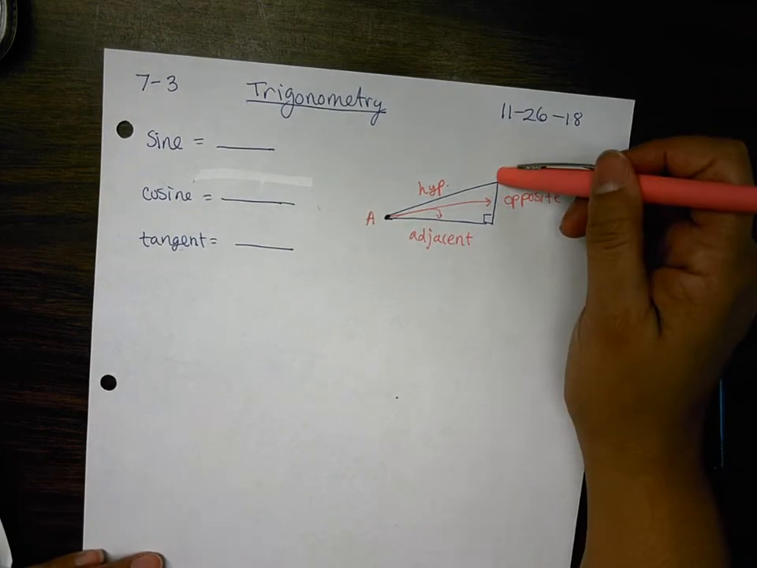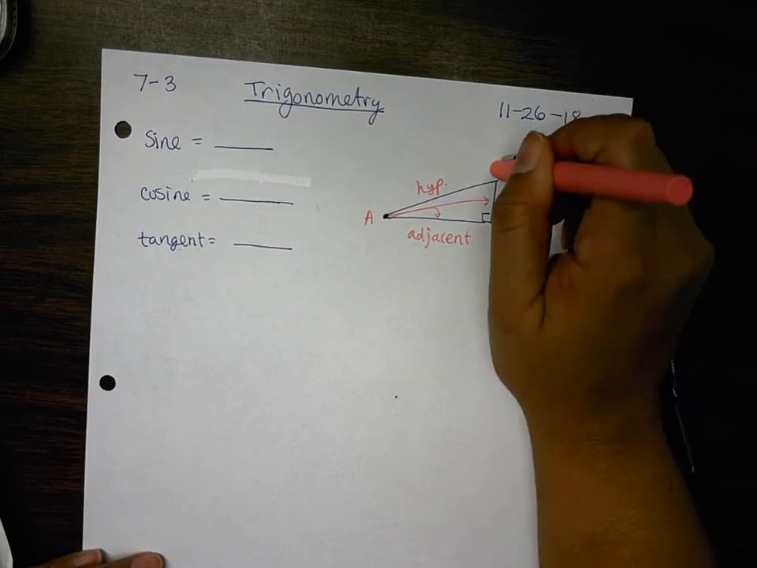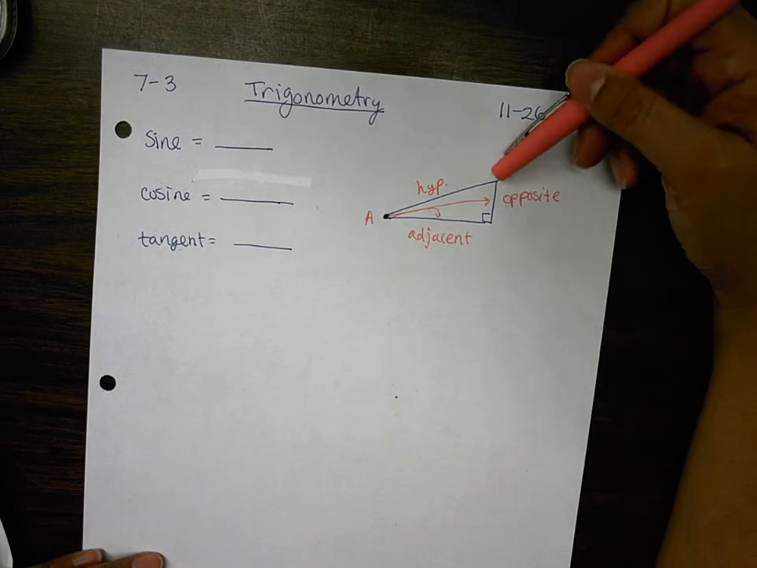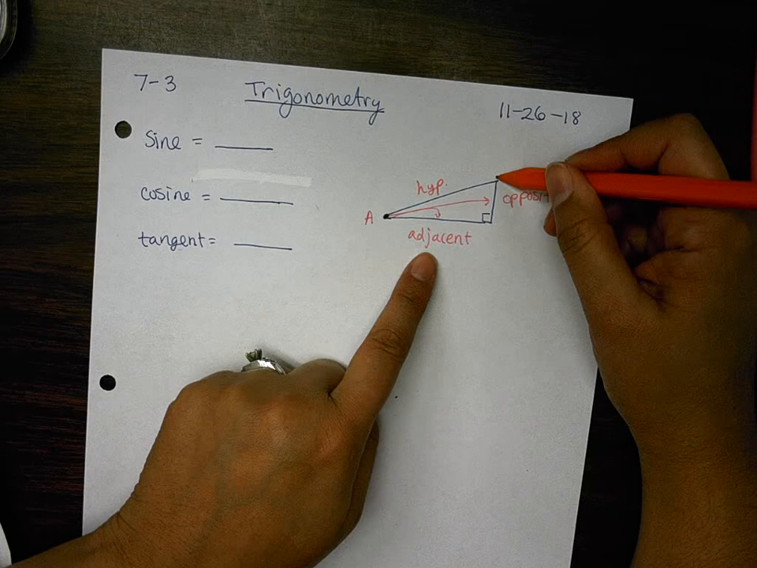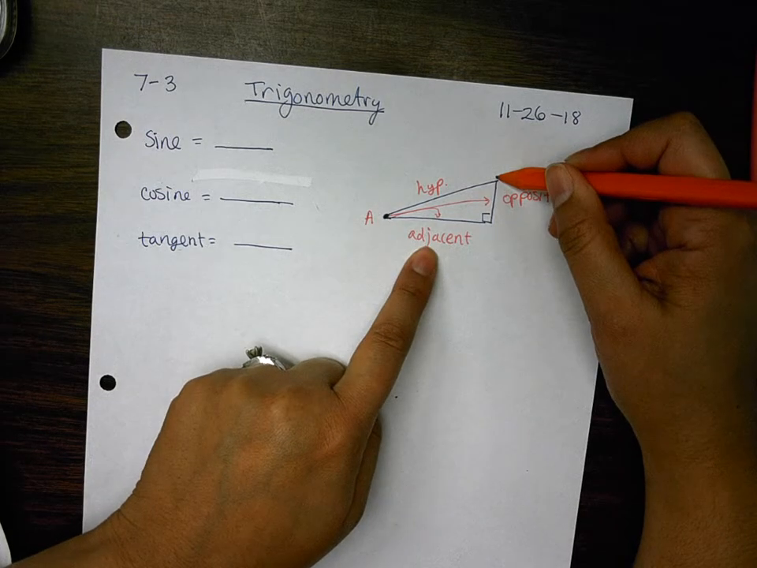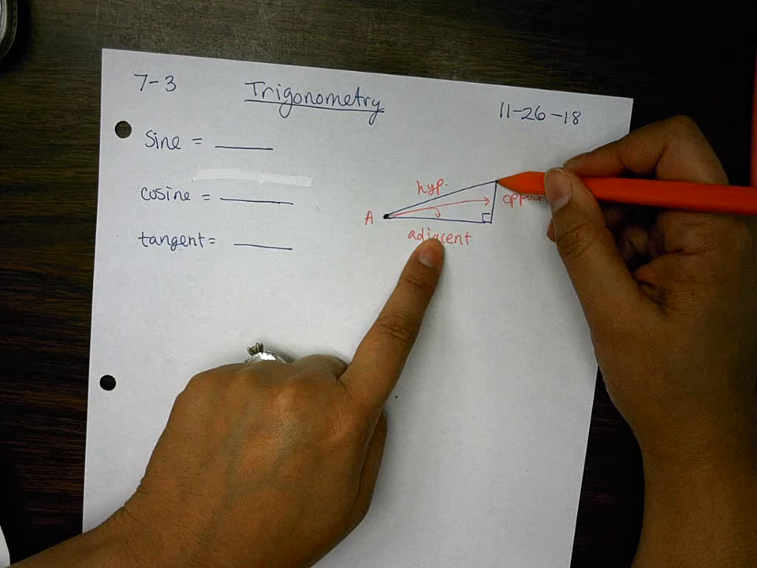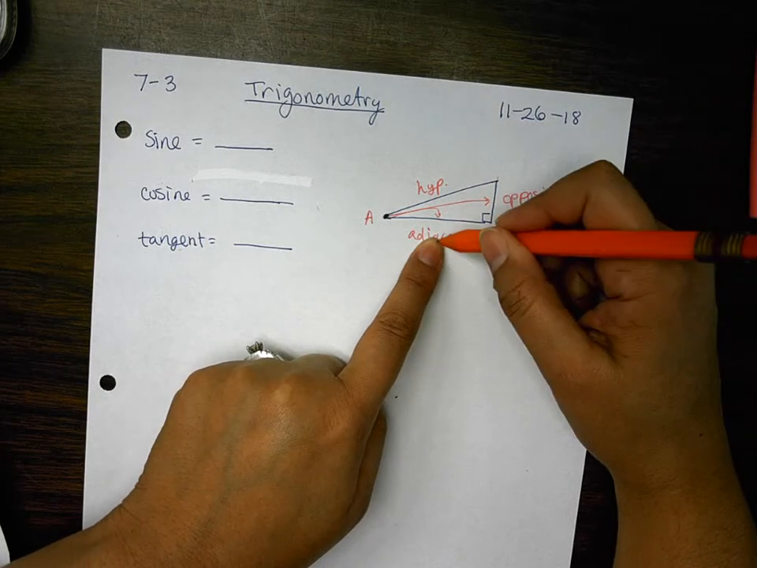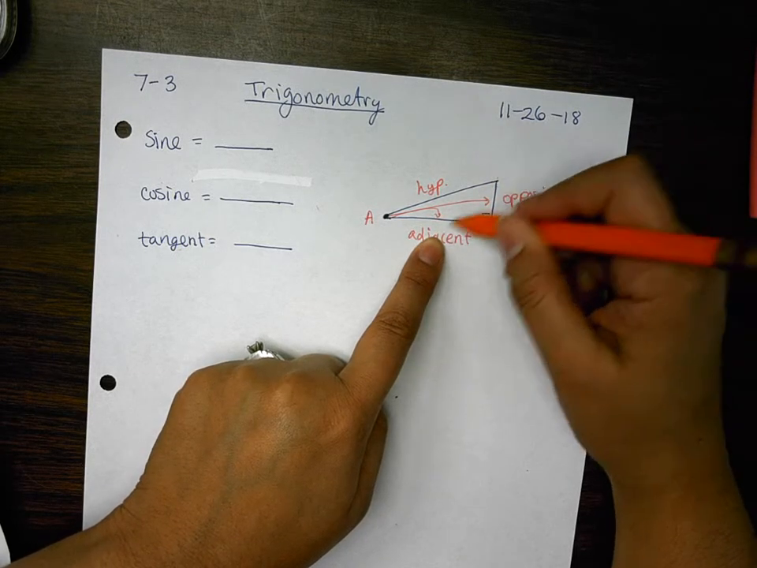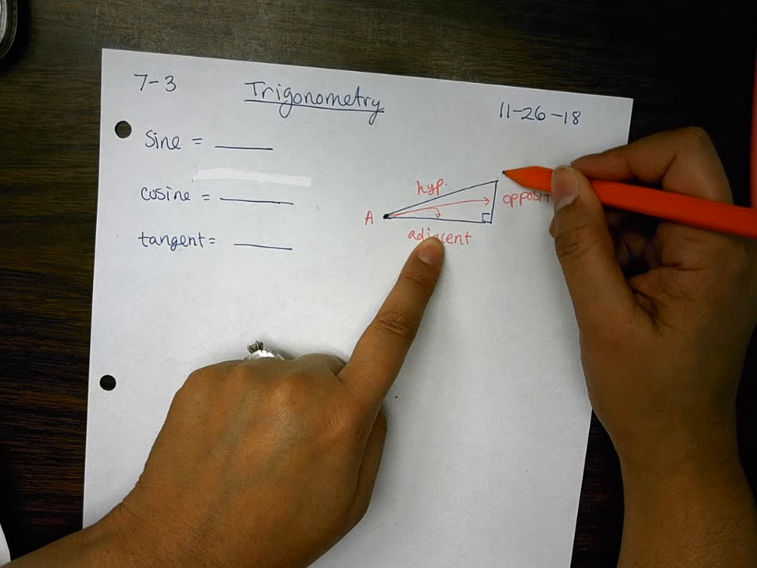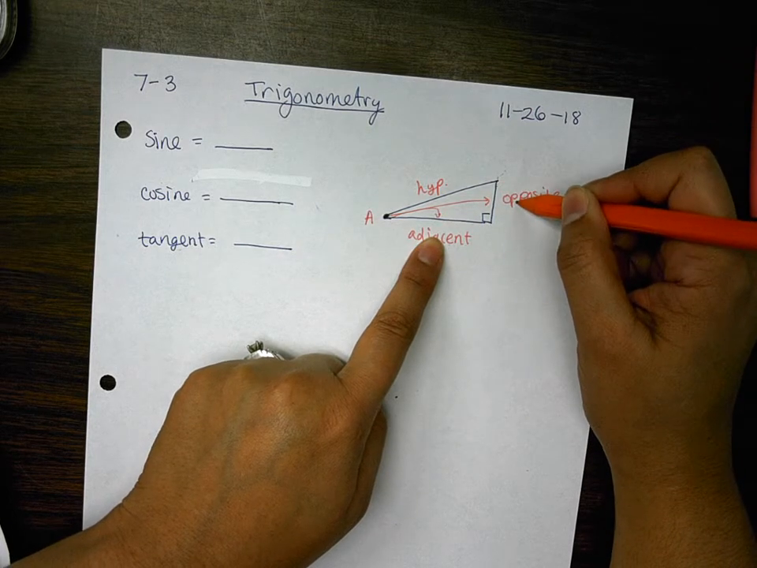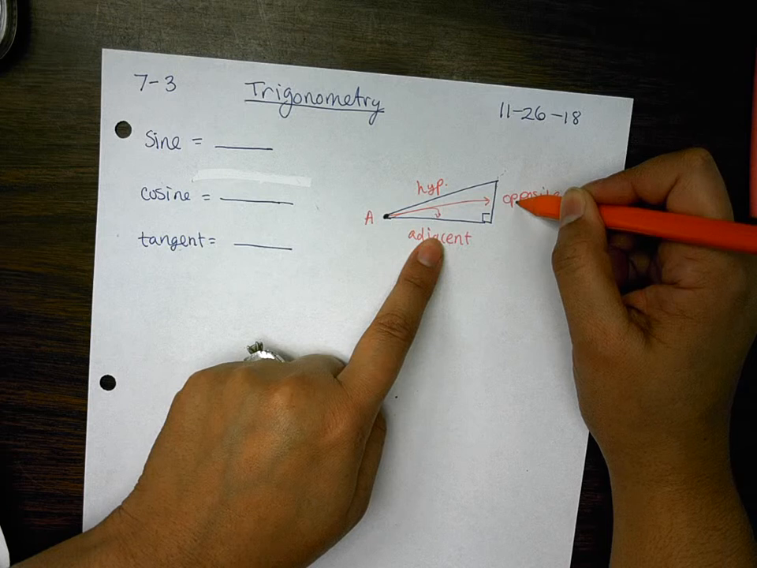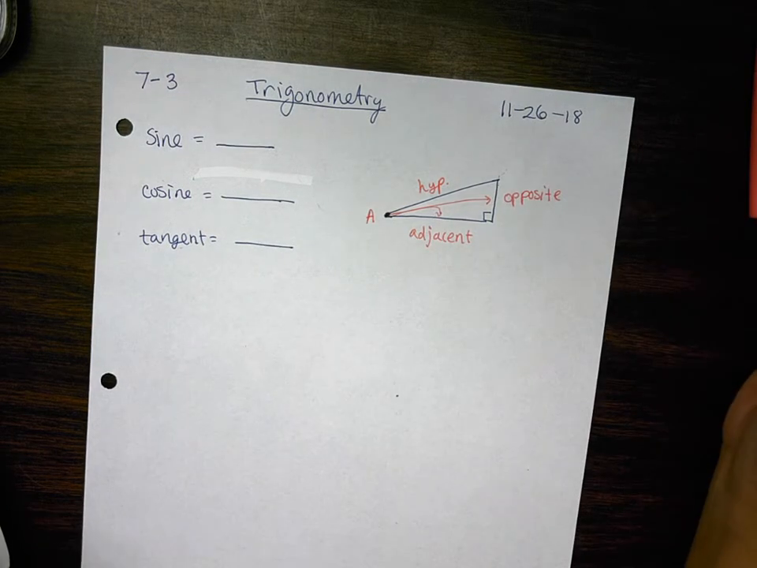Now, if I was sitting up at this corner, I'm not going to relabel anything, I'm just going to say it. If I was sitting up here at this corner, what would this side be called, opposite or adjacent? If I was sitting up here, this would be opposite. Can you guys see that? I can see some of you guys are not paying attention. You want to be. If A was up here, this would be opposite, and this would be what? Adjacent. So it all depends on where you're sitting. All right. Questions on that so far?